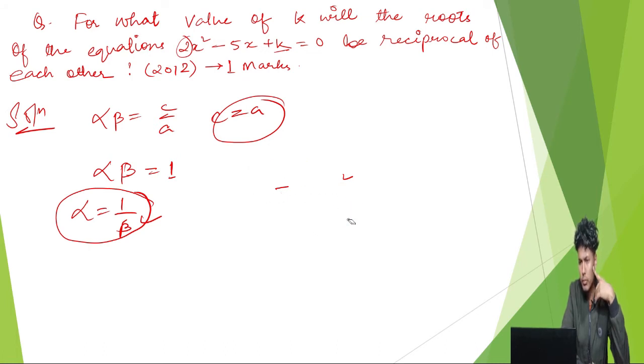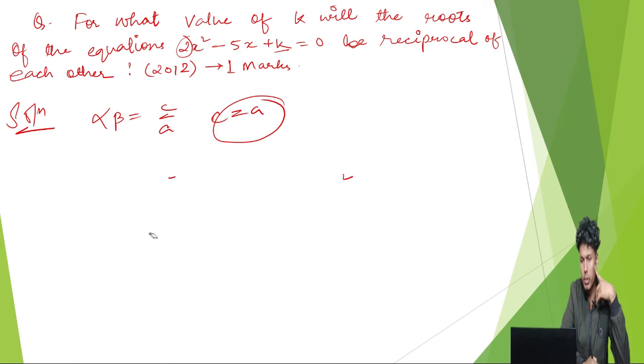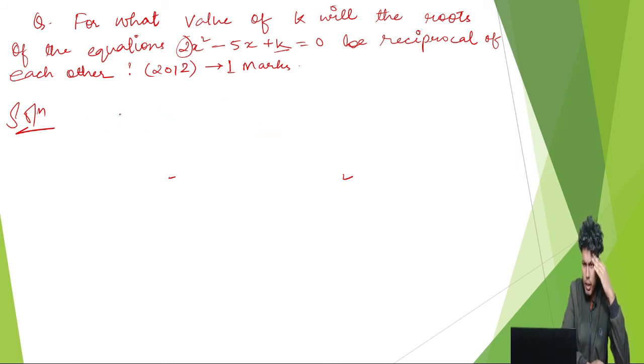Okay. So let me write down one second so that it may not confuse you. Alpha into beta is equal to c by a. Okay, alpha into beta is equal to c by a. So if c is equal to a, then alpha will be reciprocal of beta.